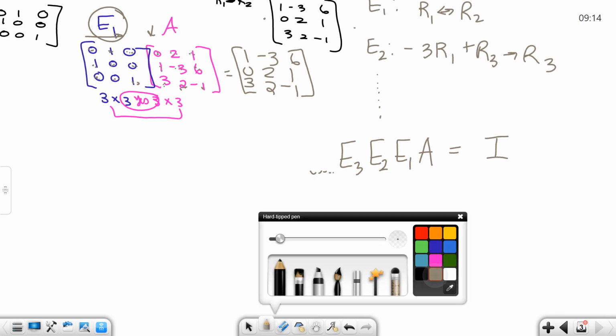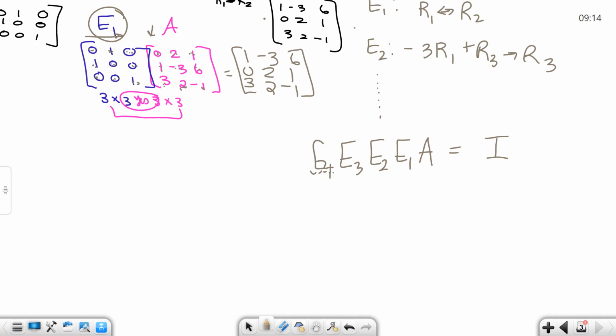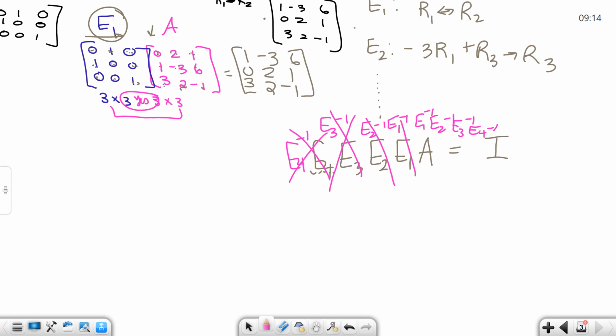So if I'm finding A, let's just put one more on here and just pretend for a second that it only took us 4 steps, which it would take us more than that. But if it took us 4 steps, once I say that this would take me these 4 steps, to find A, I'm going to undo it. So I would say E4 inverse, and these would cross out. And I would say E3 inverse, and these would cross out. It's like dividing, right? E2 inverse, and these would cross out. E1 inverse, and these would cross out.